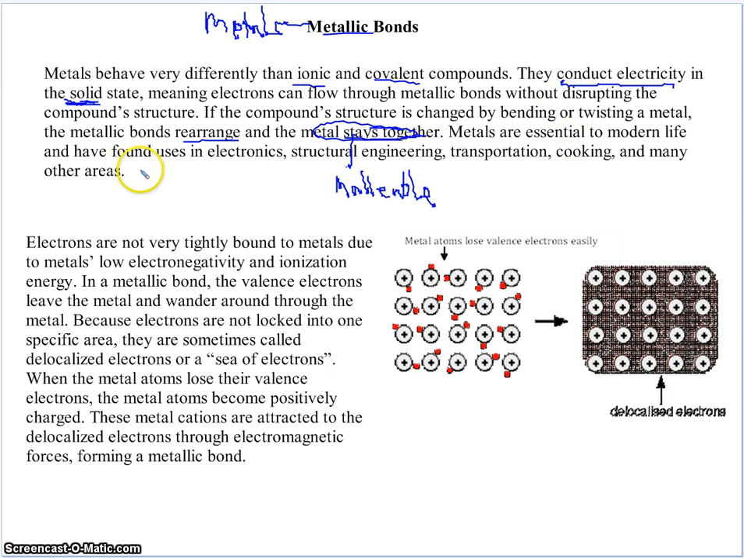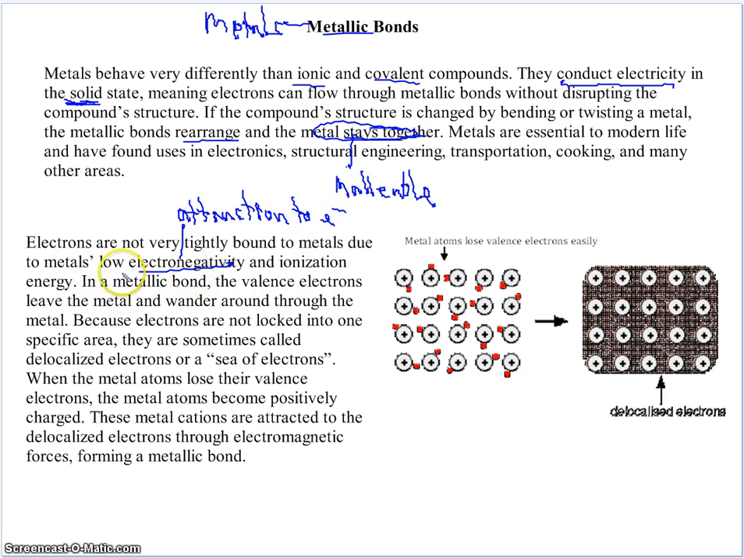Metals are essential to modern life and have found uses in electronics, structural engineering, transportation, cooking, and many other areas. Electrons are not very tightly bound due to metals' low electronegativity, right? That's attraction to electrons and ionization energy.